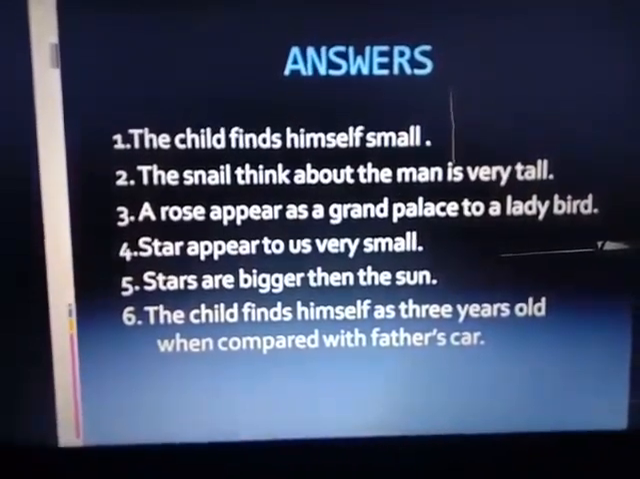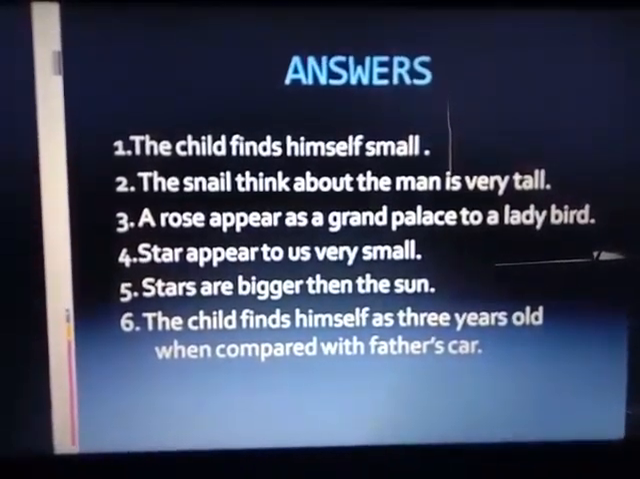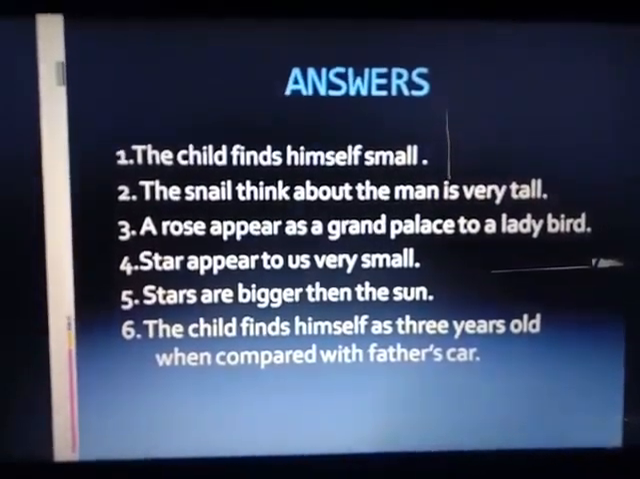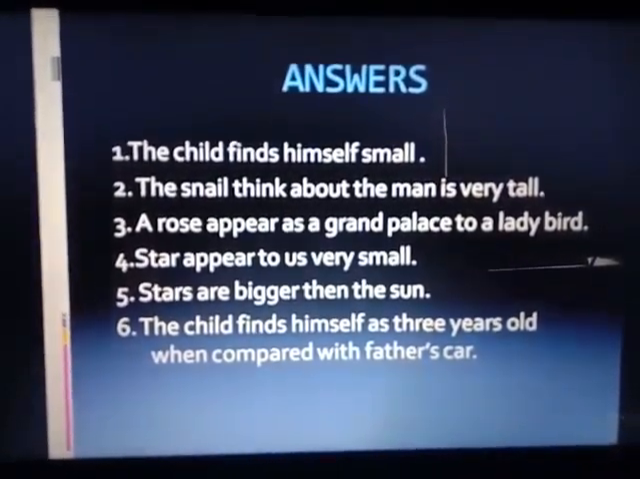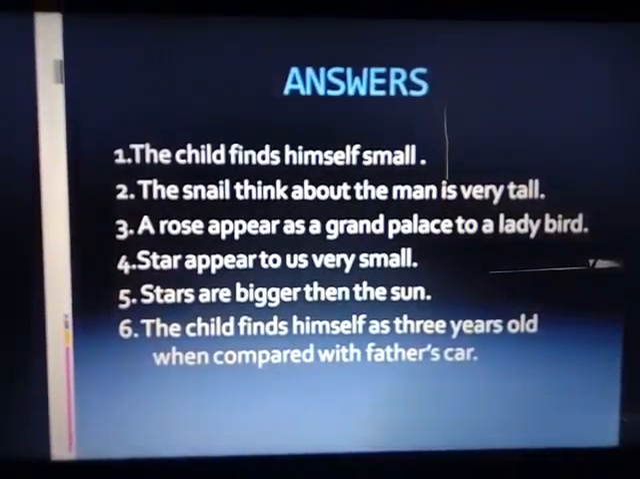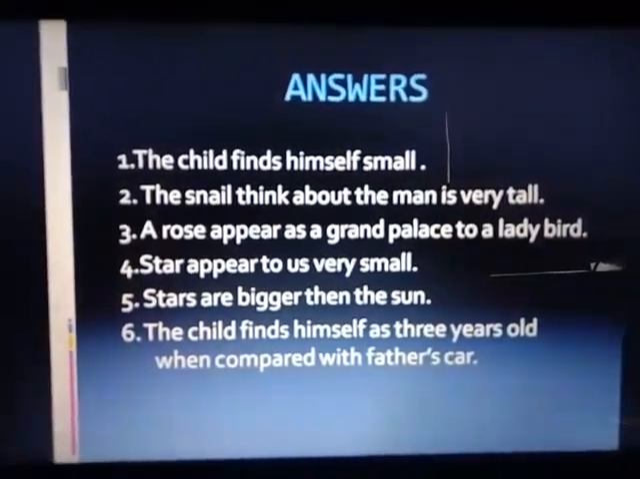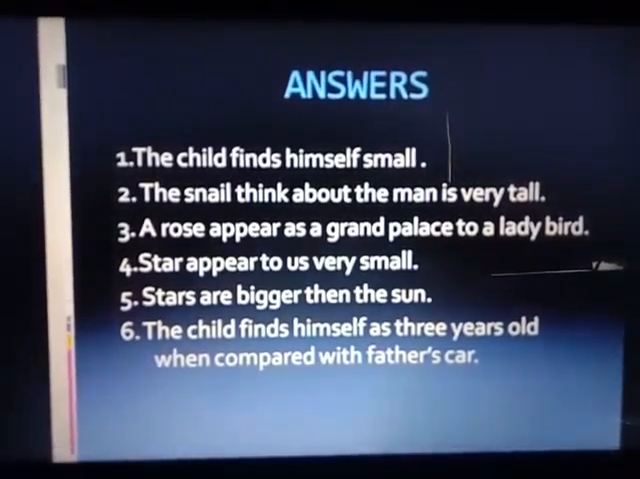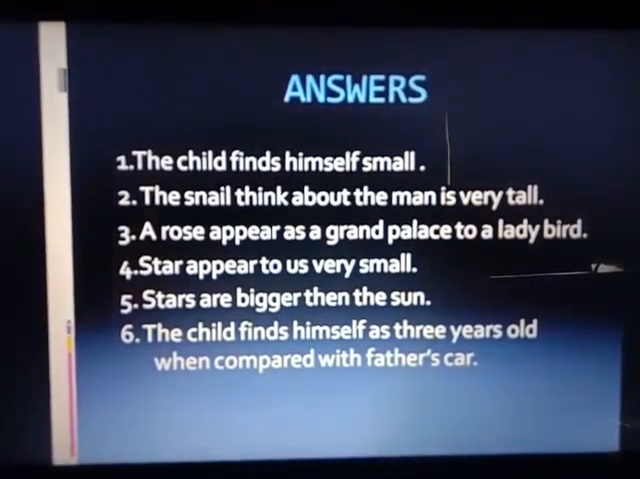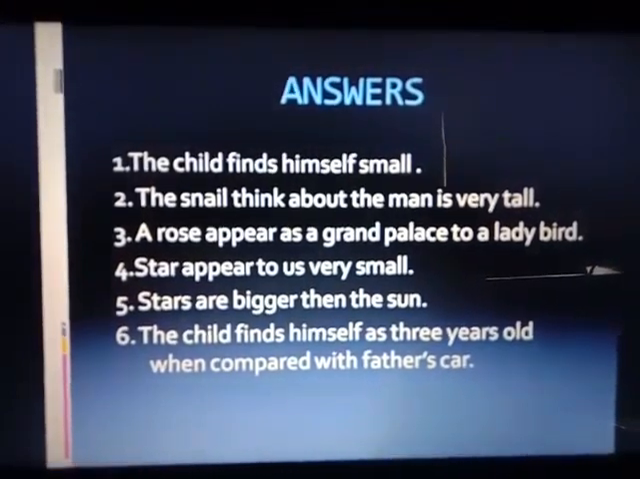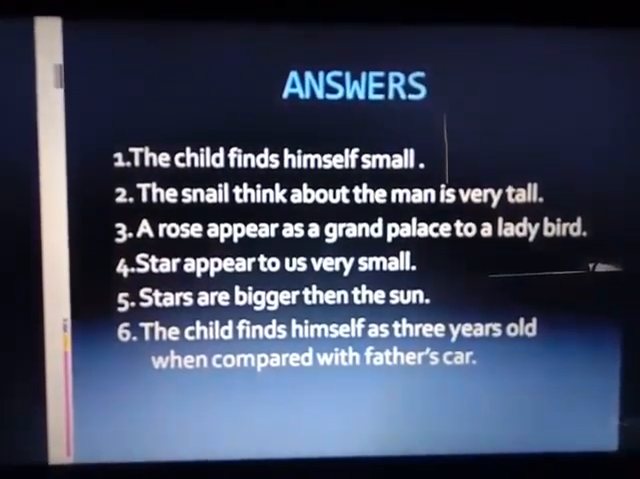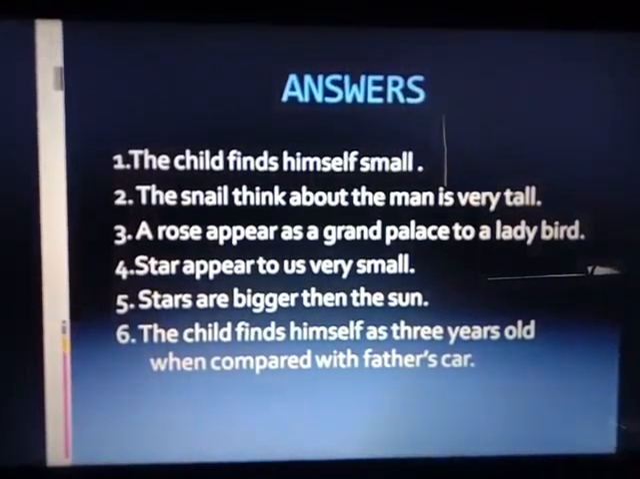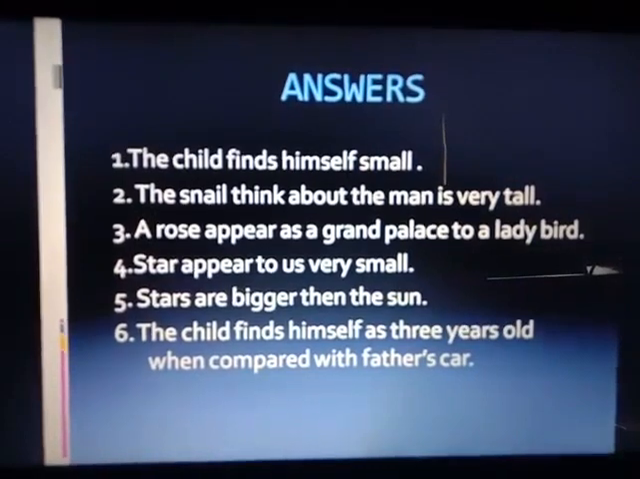So, what was the first question? The first question was, where does the child find itself in comparison with an elephant? The child finds himself small. Second, what would the snail think about the man? The snail thinks the man is very tall. Third, how would the rose appear to a ladybird? A rose appears as a grand palace to a ladybird.